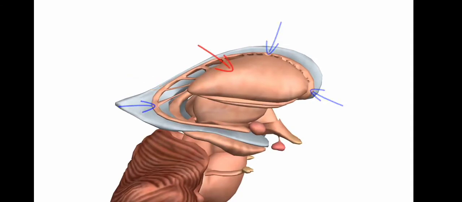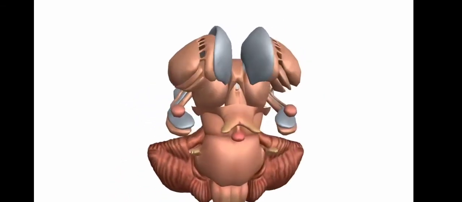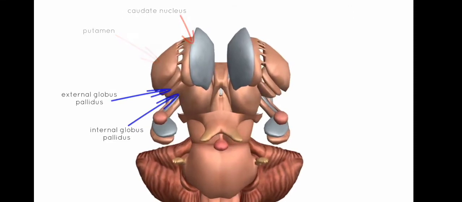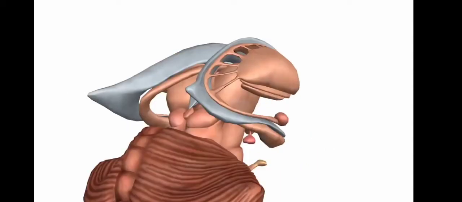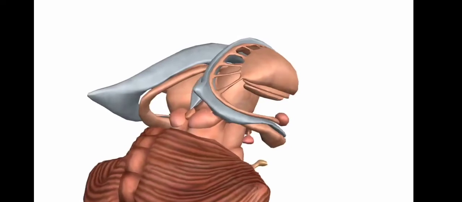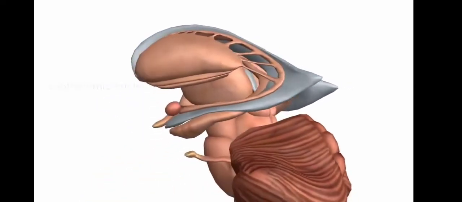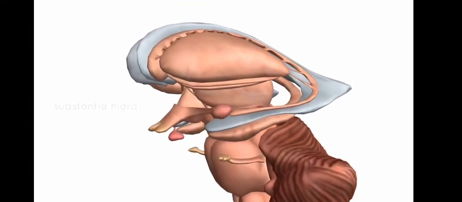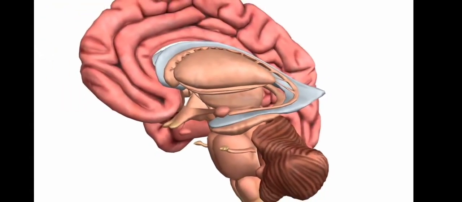So now we can see the caudate nucleus, the globus pallidus, and here we can see the structures of the diencephalon, medial to the globus pallidus. There are also two other components. Now we can see here the subthalamic nucleus and the substantia nigra. So now we can see here.